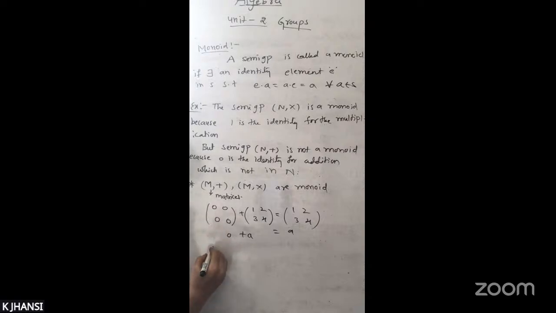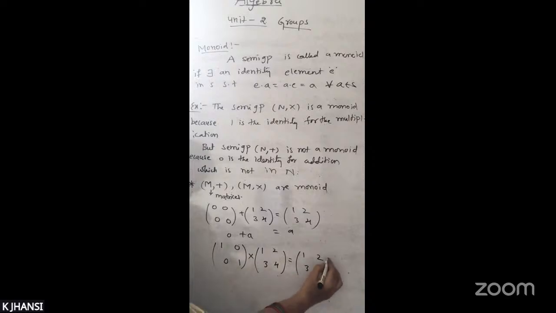And also, if we take the identity matrix [1 0; 0 1] and multiply it with [1 2; 3 4], you will get [1 2; 3 4]. That is, 1 × A = A. So with respect to multiplication and with respect to addition, matrices satisfy the conditions of a monoid. Therefore, matrices with respect to addition and multiplication form a monoid.